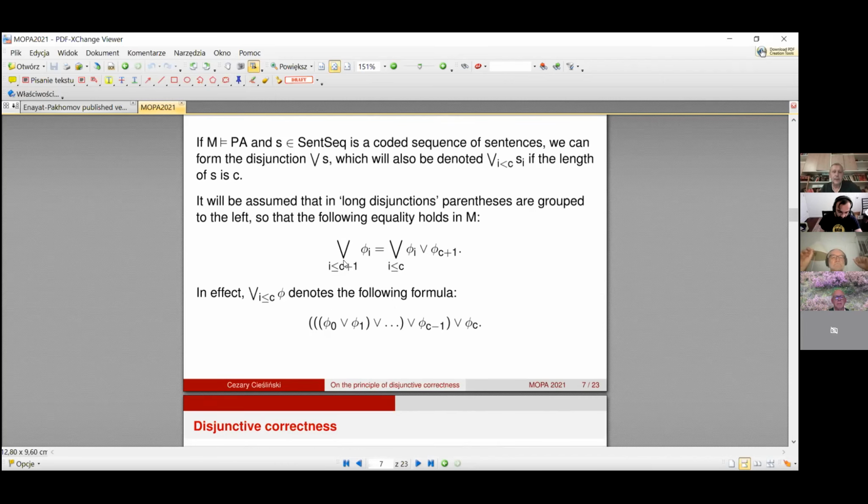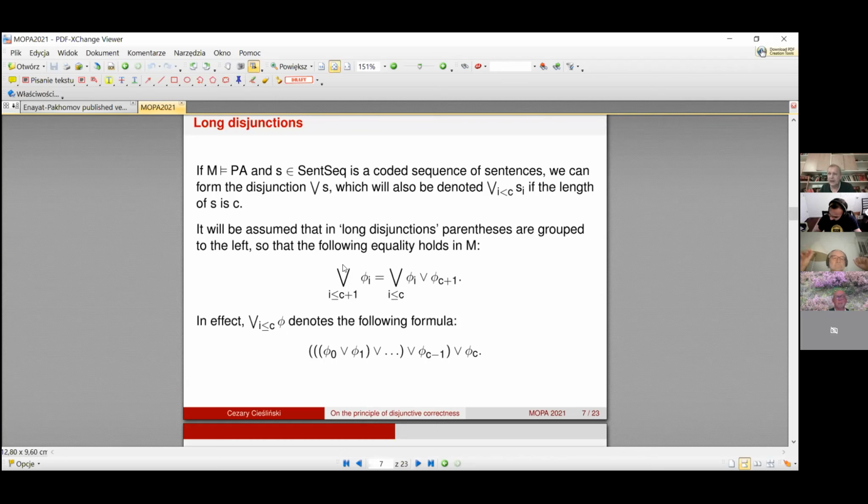However, what was used several times in the proofs was this fact due to the choice of the bracketing. Bracketing is grouped to the left. So when you have a long disjunction, there are two parts. This is the main connective, the left disjunct is a long disjunction, and the second disjunct is simple. A couple of times the proof relied on the fact that our disjunctions are bracketed in this way.